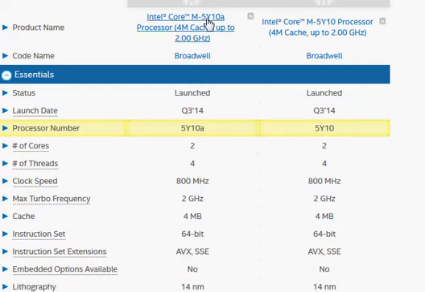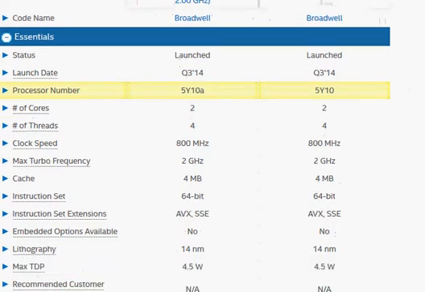The one that we are observing is the Y series, and these two processors, 5Y10 and 5Y10A, belong to the Y series, which are basically very low power processors. If you look at their TDP rating, they stand at 4.5 watts, which means there is no fan and there is a minimal amount of heat sink cooling. We possibly cannot do away totally with the heat sink because that would require it to be under 2 watts. But if you keep a very thin heat sink, you should be good.